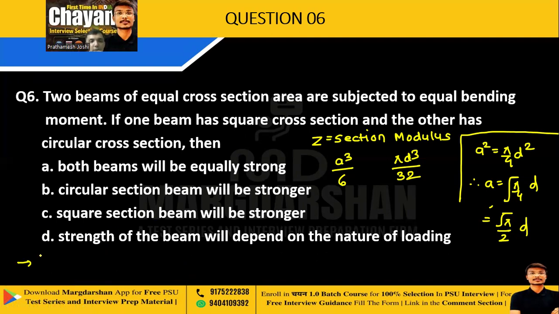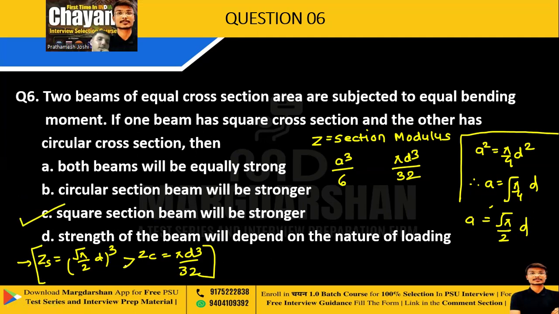If we check for the square, A cube by 6, so root pi by 2 D whole cube. And Z circle will be pi D cube upon 32. You can generally see it's greater. For the square it will come greater, hence the square is the stronger beam. C is the correct answer. Just see, here root pi will give pi into root pi upon 8 into D cube. This is obviously greater than pi d cube by 32. Hence option C will be the correct one over here.